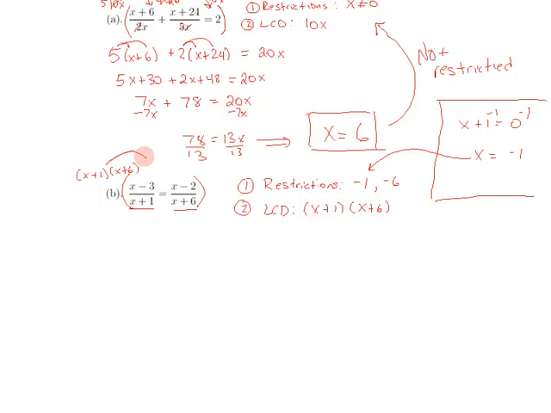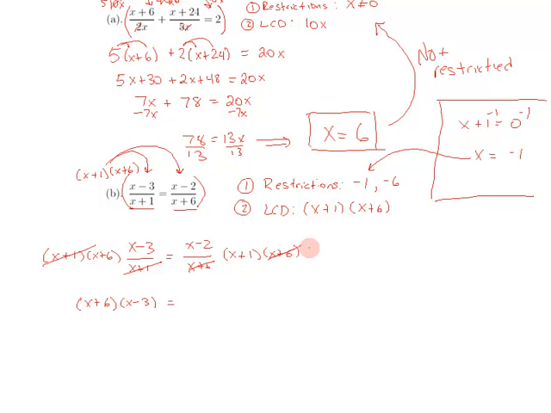If we distribute this to each fraction, here's what we get. We'll have x plus 1 times x plus 6 times (x minus 3) over (x plus 1) equals (x minus 2) over (x plus 6), multiplying that by x plus 1, x plus 6 again in both cases. So the x plus 1s cancel out on the left hand side, and I'm left with x plus 6 times x minus 3. On the right hand side, the x plus 6s cancel out, and so I'm left with x minus 2 times x plus 1.